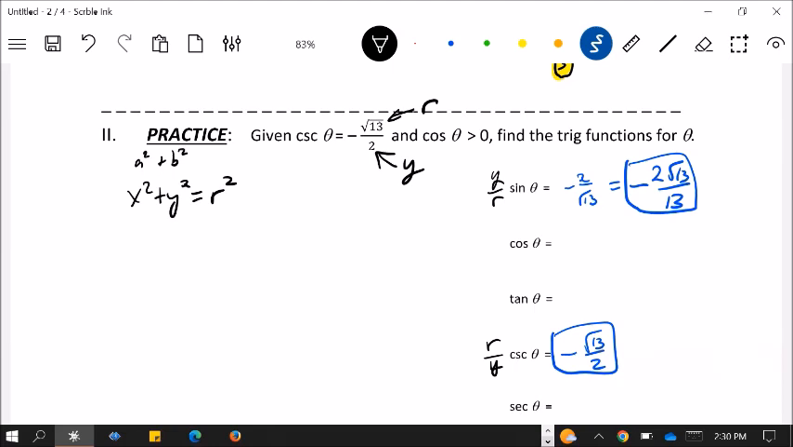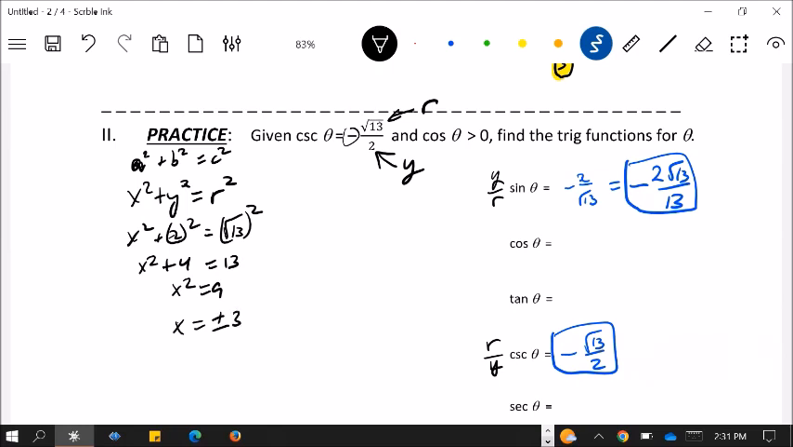A squared plus b squared equals c squared. Definitely another good use of the Pythagorean theorem. I don't know what x is, but I do know what y is, and I do know what r is. Now, because this is negative here, that's probably a negative 2, but it won't matter because I'm squaring it. Subtract 4 from each side, and then take the square root of each side, and it's plus or minus 3.